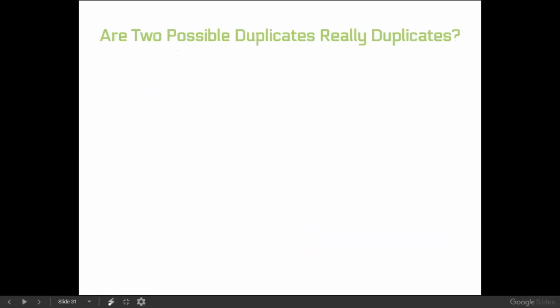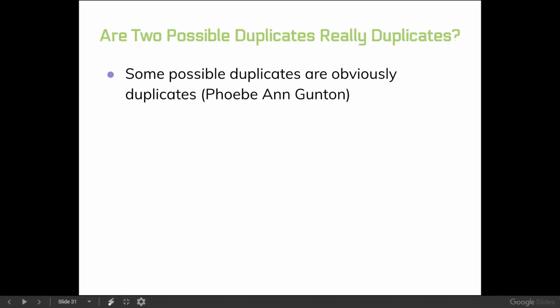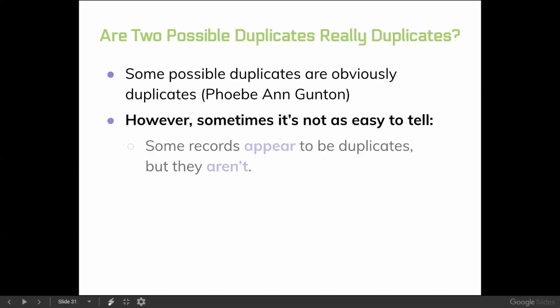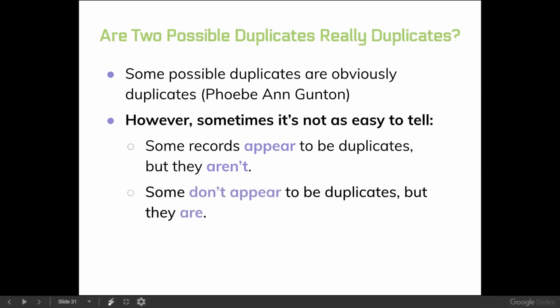There are several possible scenarios that we're going to run into when we're evaluating duplicates. There will be some slam dunks, like that obvious duplicate we looked at at the very beginning with Phoebe Ann Gunton. But sometimes it's not as easy to tell. There will be times when you find records that appear to be duplicates, but they aren't. And there will be times that you find records that don't appear to be duplicates, but they are. So I want to walk through an example of each.